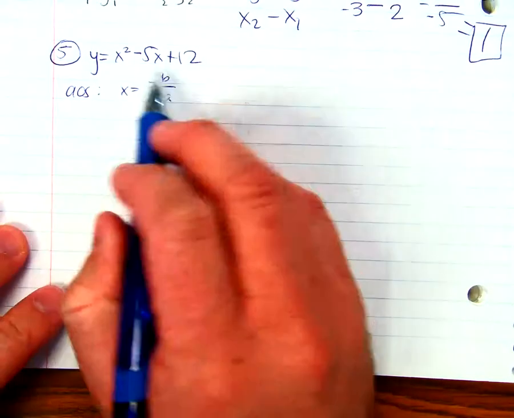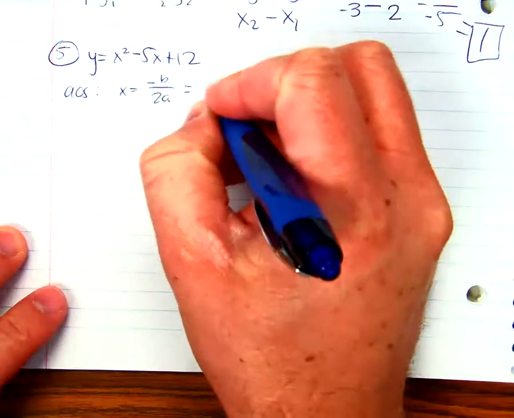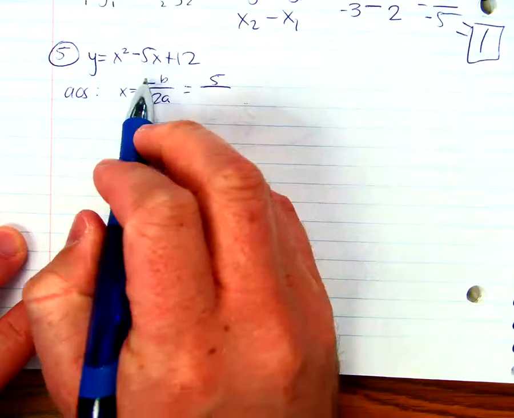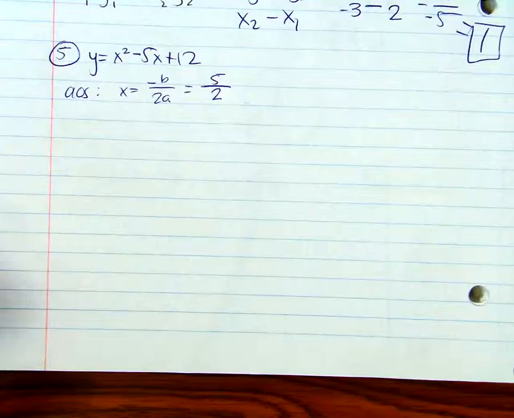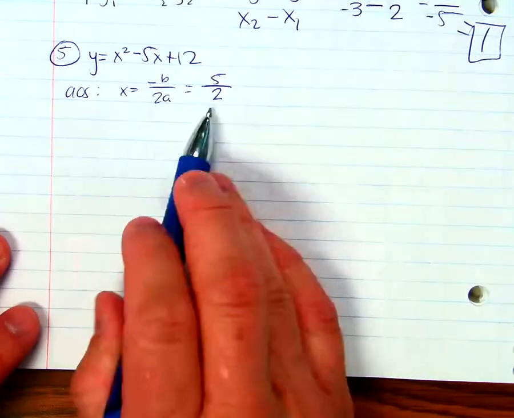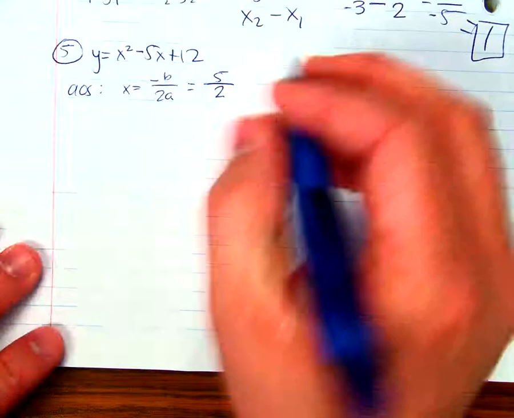For this formula, b is a negative 5, so when I plug it in I get positive 5, and then 2a is 2 times 1. So my axis of symmetry, x equals 5 halves. So there's the first half of your answer.